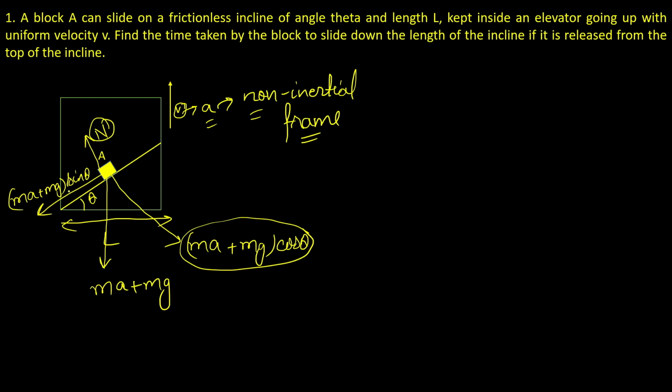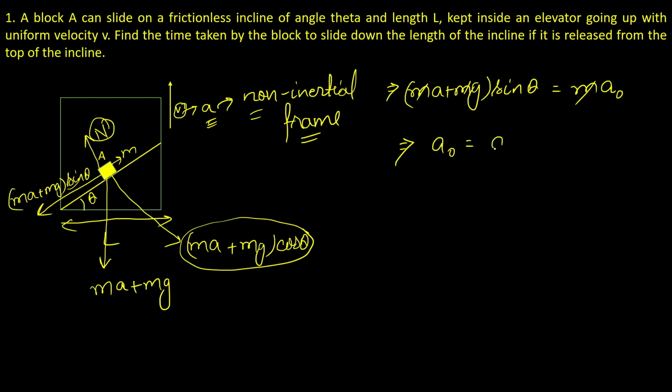So let us directly write the acceleration of this block of mass m parallel to the incline. That will be force, that is ma plus mg sine theta, equal to mass into acceleration, say a naught, because I have already taken a to this. So this m cancels out, and we have a naught equal to a plus g sine theta. That is the acceleration of this block.